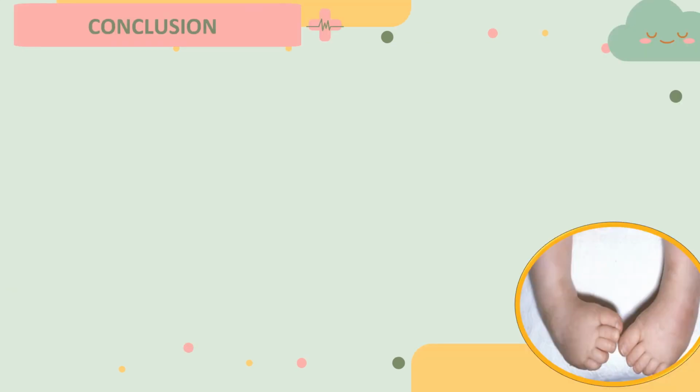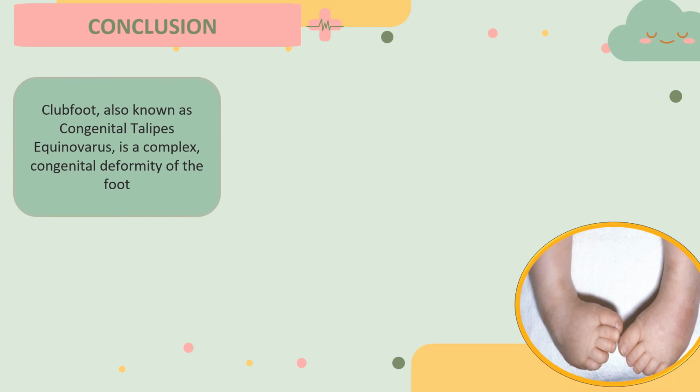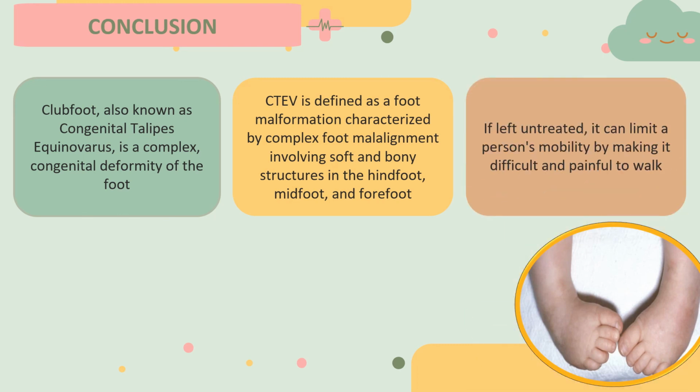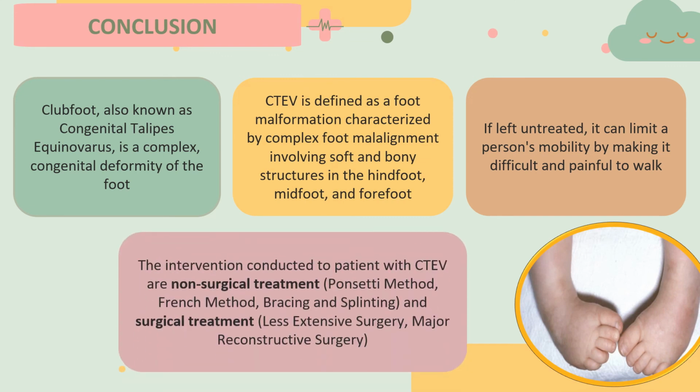So, in conclusion, clubfoot, also known as congenital talipes equinovarus, is a complex congenital deformity of the foot. CTEV is defined as a foot malformation characterized by complex foot malalignment involving soft and bony structures in the hindfoot, midfoot, and forefoot. If left untreated, it can limit a person's mobility by making it difficult and painful to walk. Moreover, the interventions conducted for patients with CTEV are non-surgical treatment, which are the Ponseti method, French method, bracing and splinting, and surgical treatment, which are less extensive surgery and major reconstructive surgery.